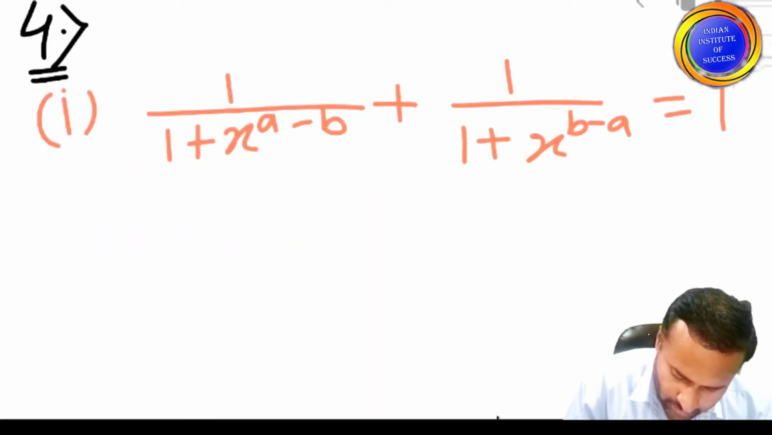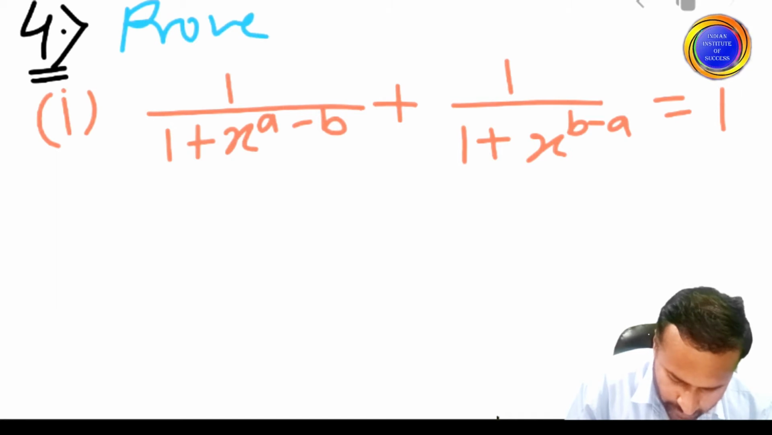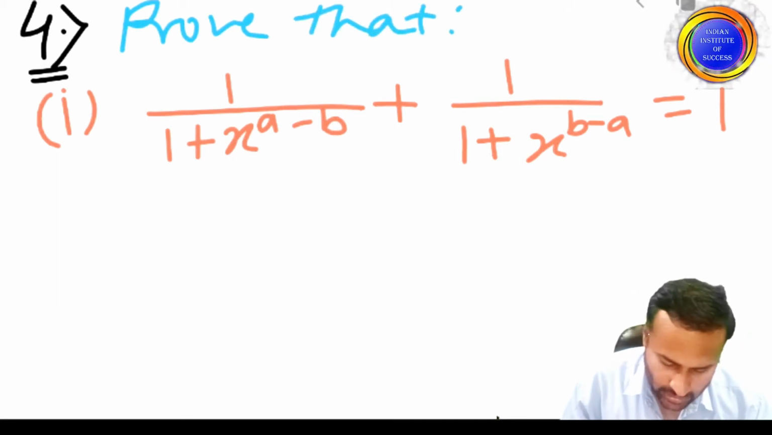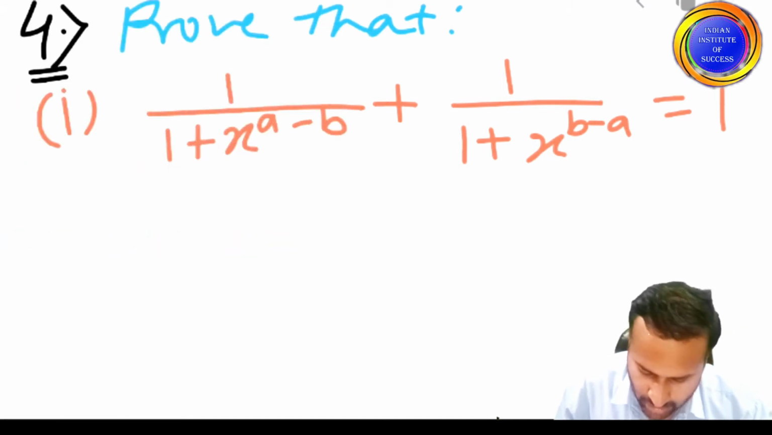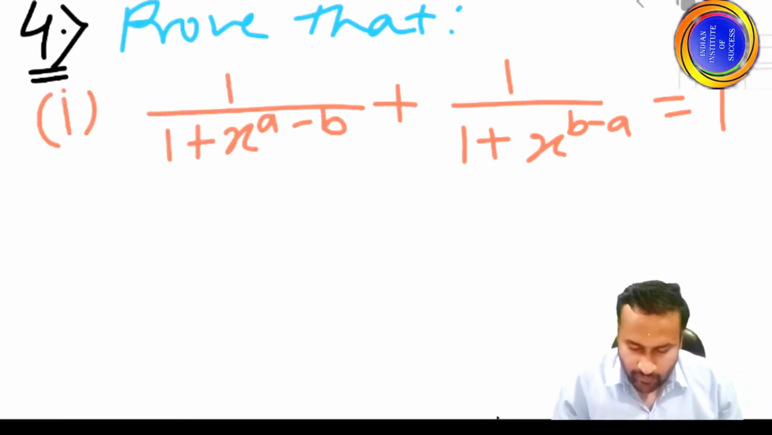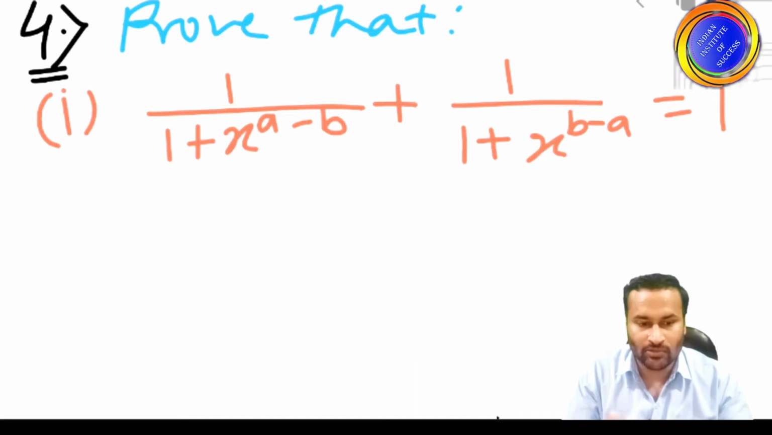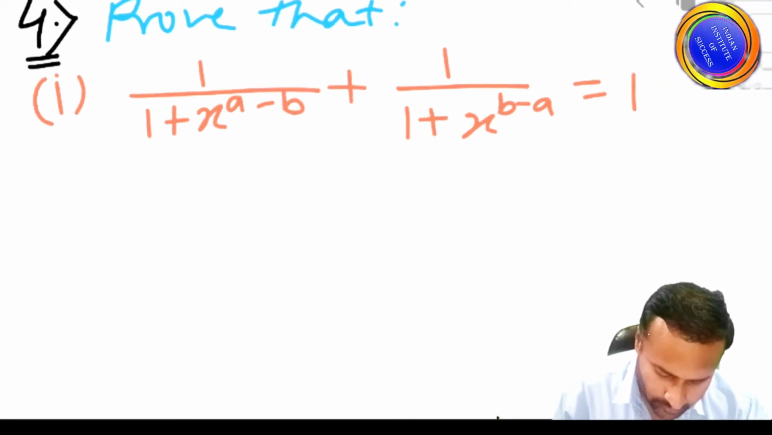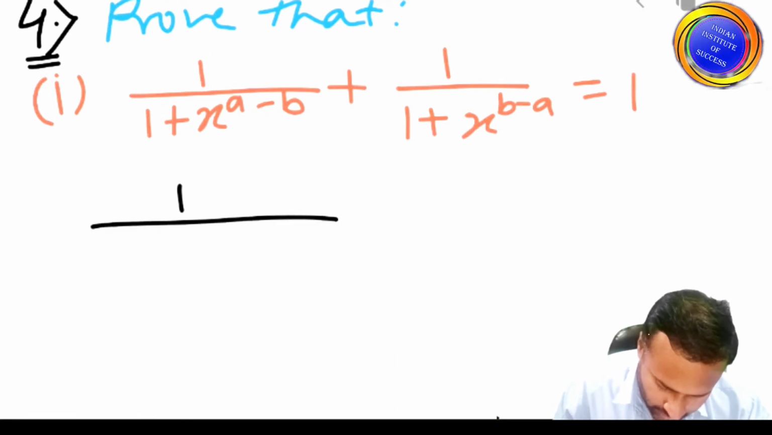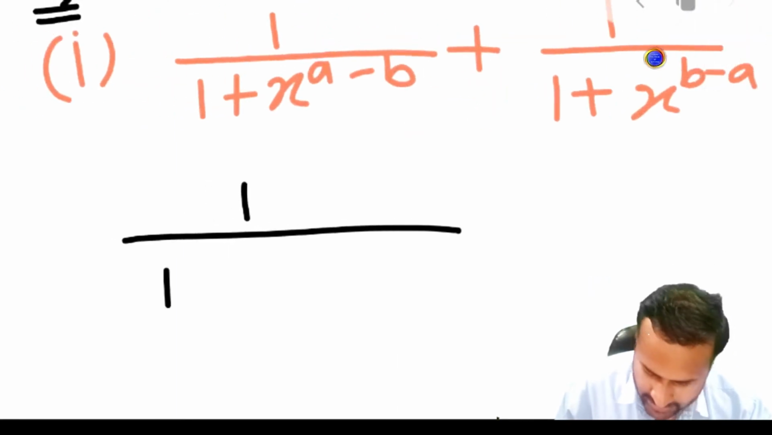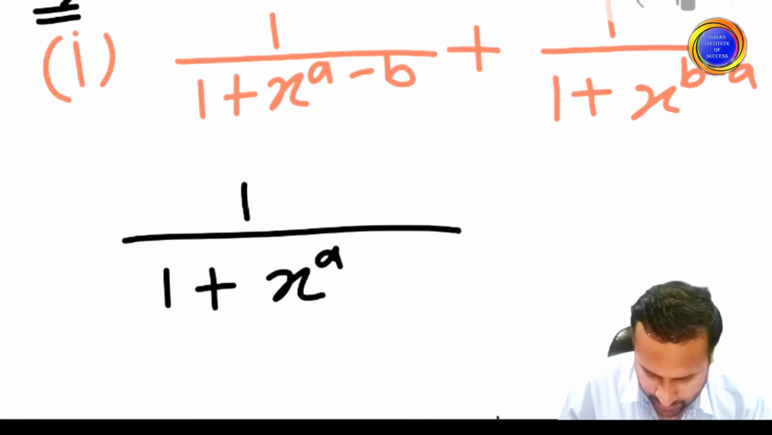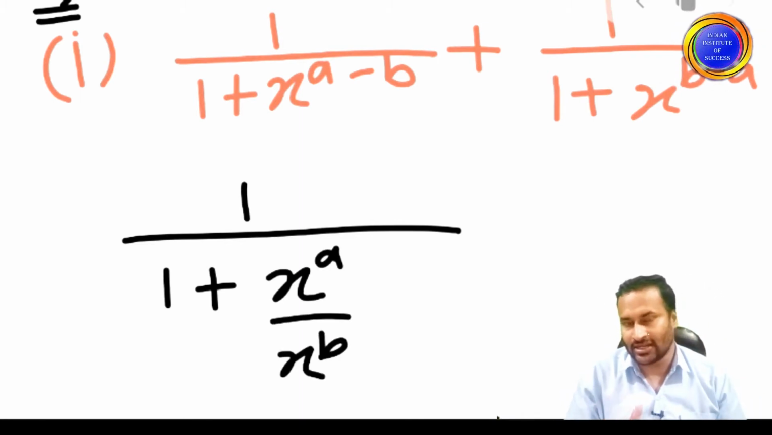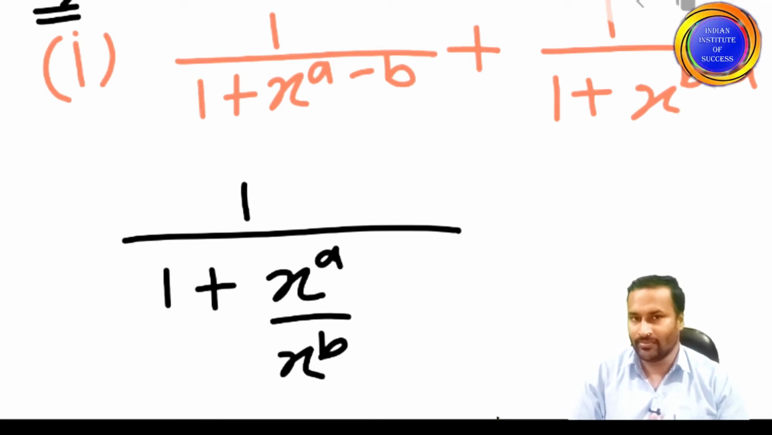What we have to do? We have to prove that. In this question we have to solve it like this. First we have to multiply the power. Here it will become 1 plus x raised to power a upon x raised to power b. We know that when powers are subtracting, it means we have to divide the base.